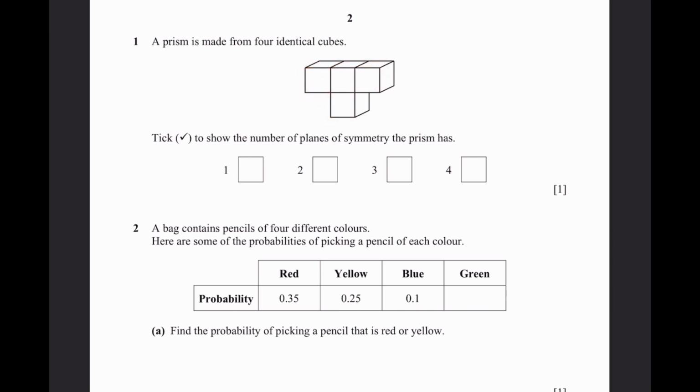Are there any more planes of symmetry? Yes, there's one more, which is horizontal, like this, so that it cuts into the same shape, but this length is divided into two. So 2. That's the answer.